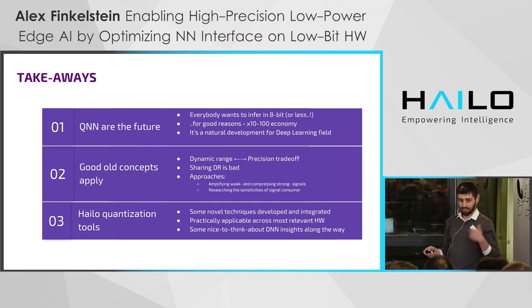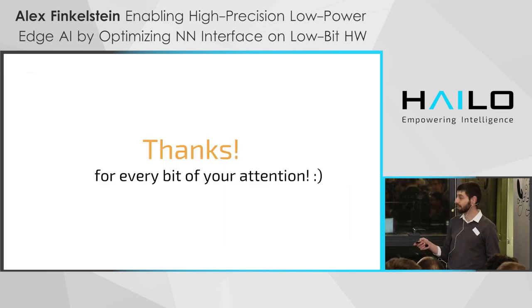Certain stuff that we learned in signal processing courses is still relevant, which is good news. We can still use it to improve certain stuff in neural networks. The general wisdom of amplifying weak signals, compressing the strong ones, and researching the sensitivities of the downstream consumer of the signal still applies here. I hope we also convinced you that we developed some nice stuff here, both in terms of the practical results and of some insights gathered along the way, which possibly may be applied even beyond quantization. And thank you all for every bit of your attention.